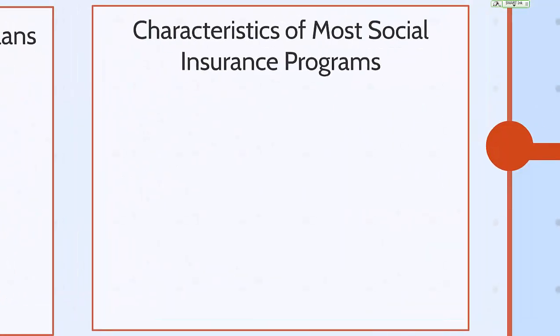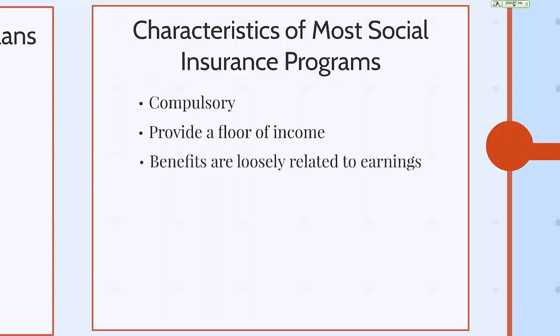So let's look at the characteristics of most social insurance programs. First, they are compulsory or mandatory. In other words, certain groups, such as employers or workers, have to participate in them. They provide a floor of income, which is related to the purpose of providing a floor of income security for all Americans. Benefits are loosely related to earnings. So in general, the more you put into the program, the more you get out of the program.